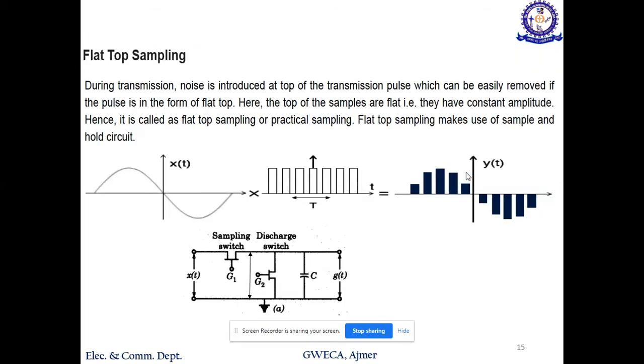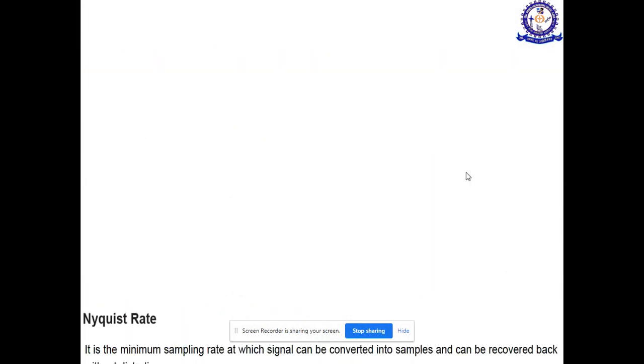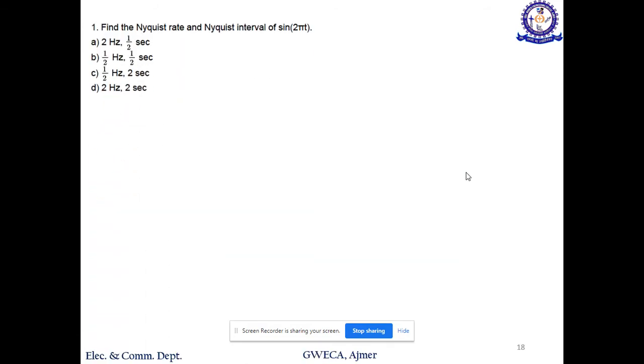I hope you understand the working of flat top sampling and this circuit operation. So now let us move forward to some numericals. We are going to learn some numericals associated with the sampling theorem and the Nyquist criteria.